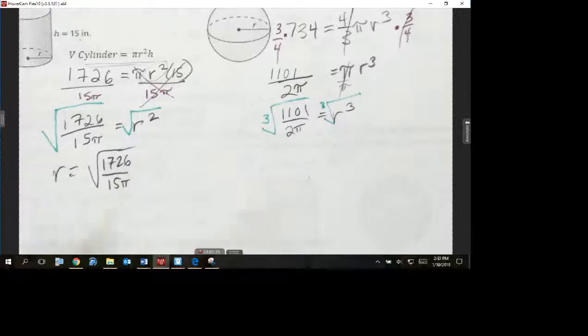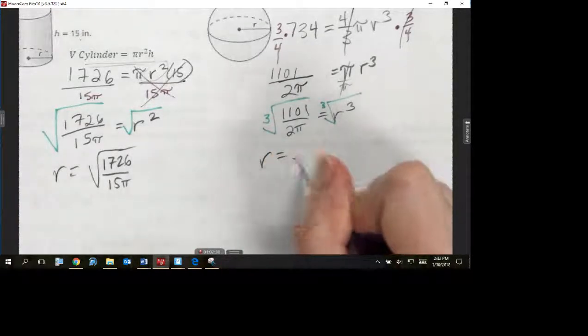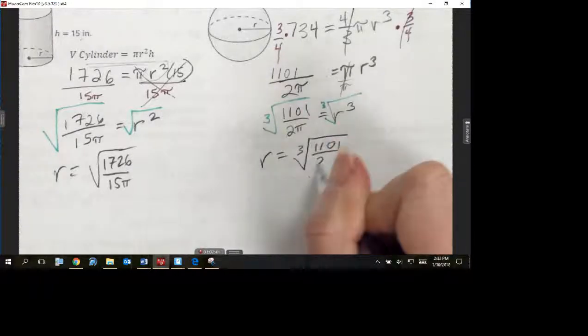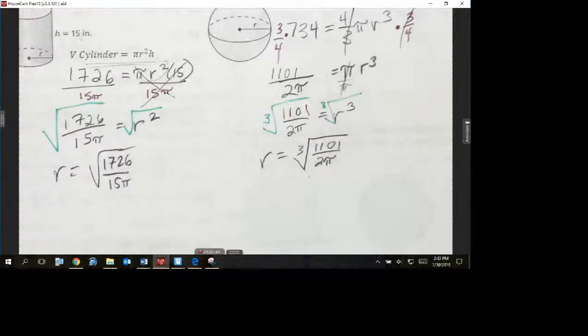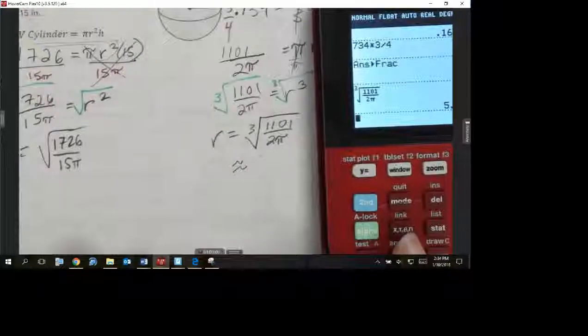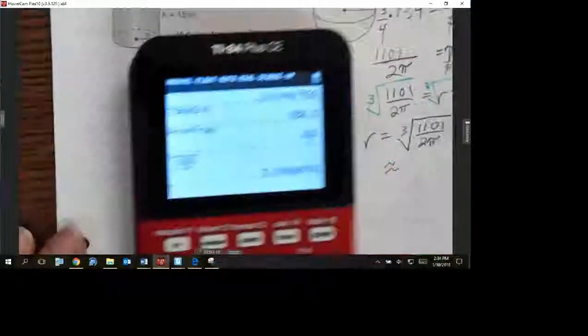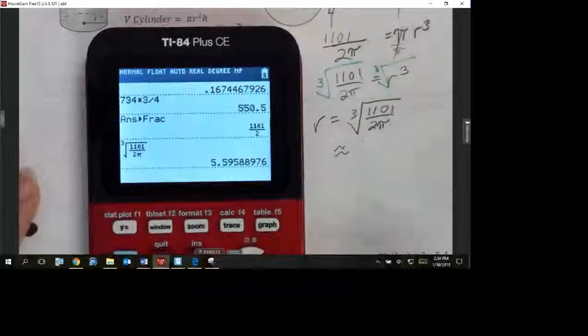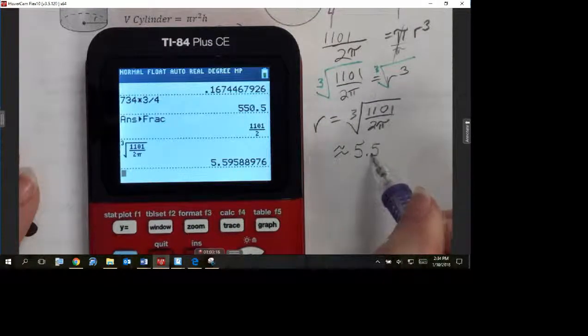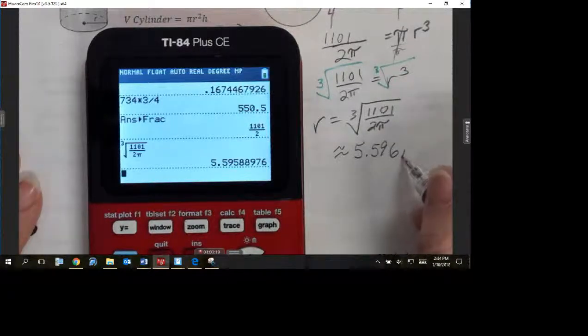So just on your calculator, you would type in the cube root, 1101 over 2 pi. I can type that in. Oh, where's the pi button? It's second and then the caret. Good question. I got, what did I get? I'm excited. Approximately 5.596 meters.